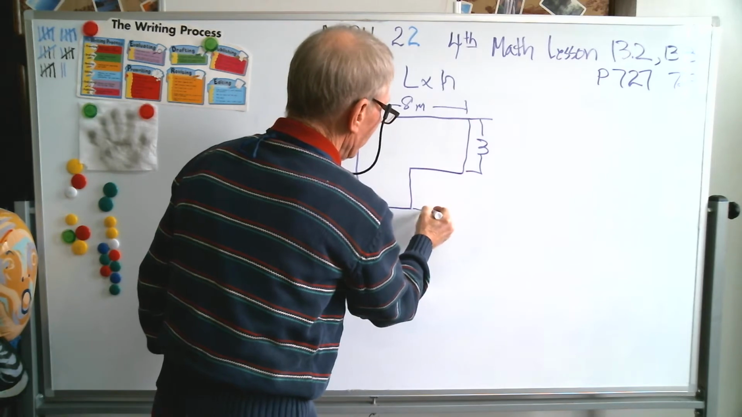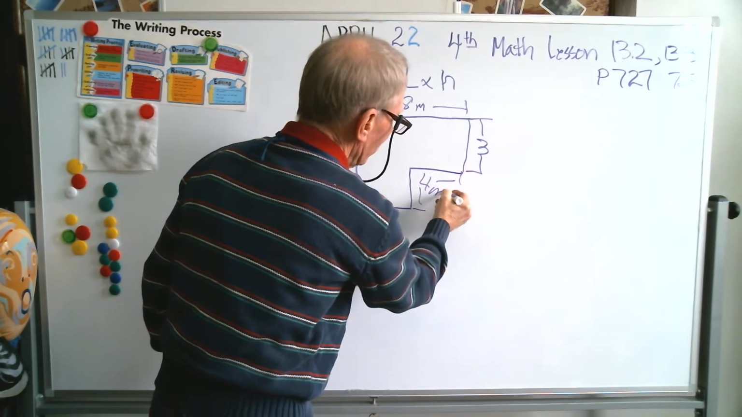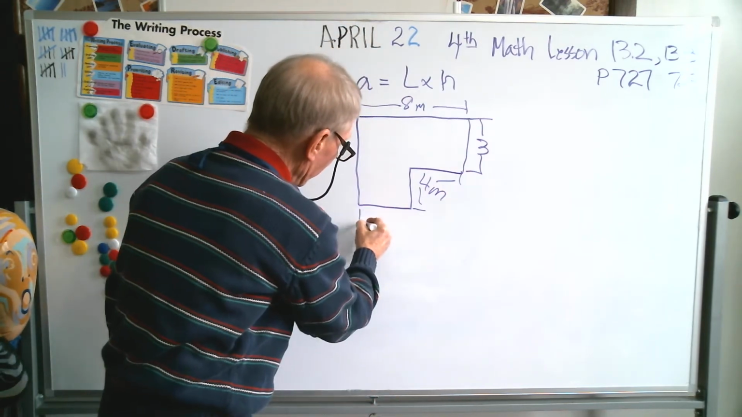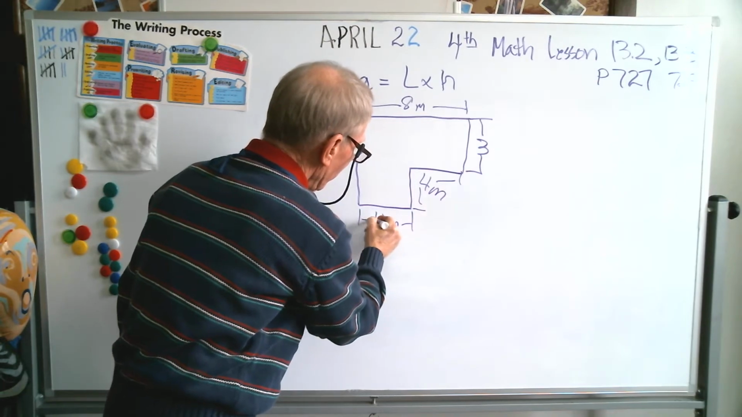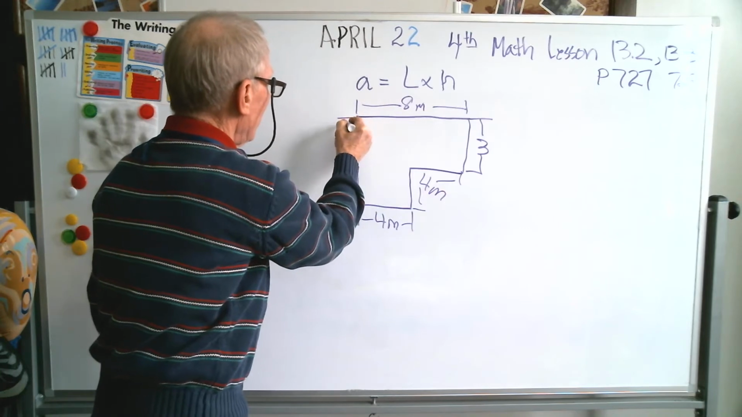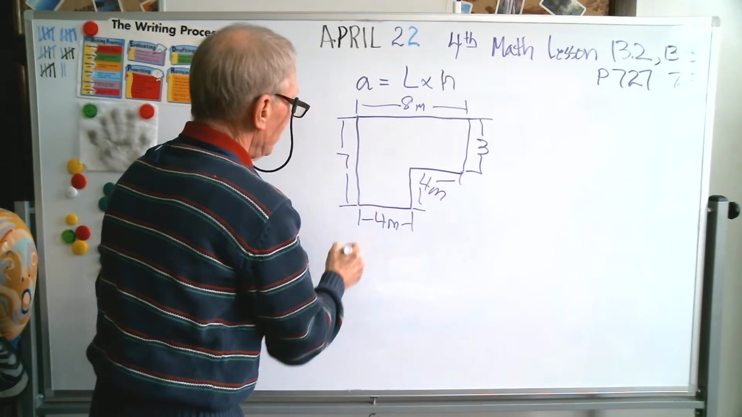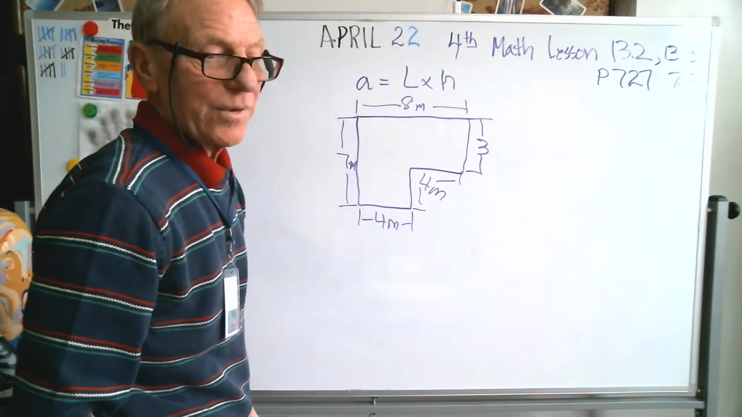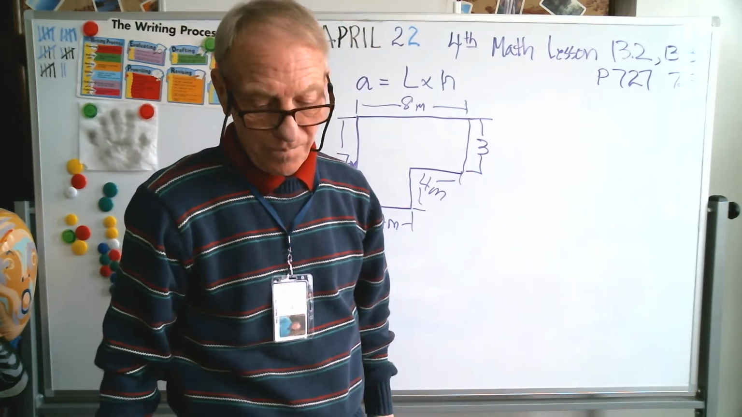Each one of these dimensions is 4 meters. This dimension is 4 meters. We're missing one dimension here, and it's this one here. And it says overall, it's 7 meters. Now that's a lot of numbers, and your brain is probably going, what does all this mean?